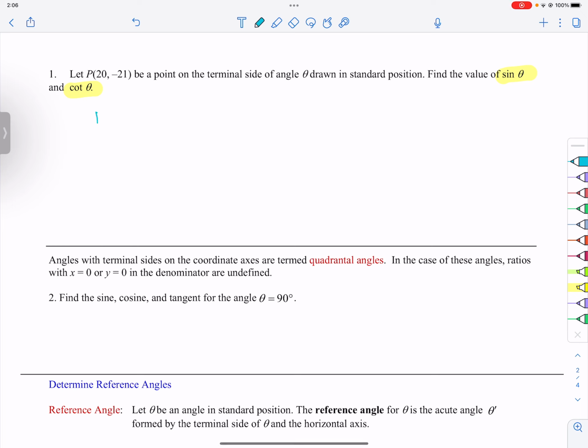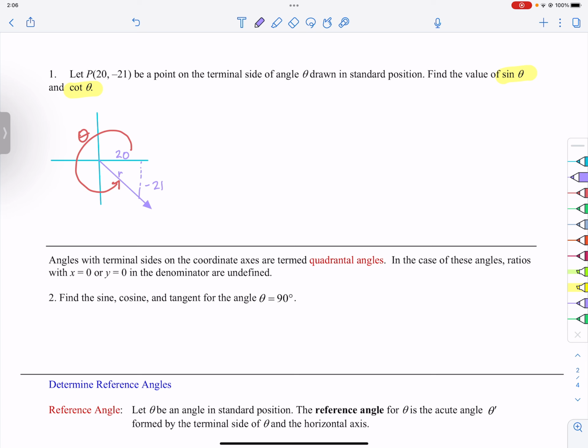Let's see if I can do a little bit better job with that. Not doing a very good job here. Okay, and then what do we have? We have to plot this point, which is at 20 and negative 21. So we'll be here, 20, negative 21, and there is our angle that is generated. So we will have this angle be our theta, okay? Keep in mind that this side is also R, okay?